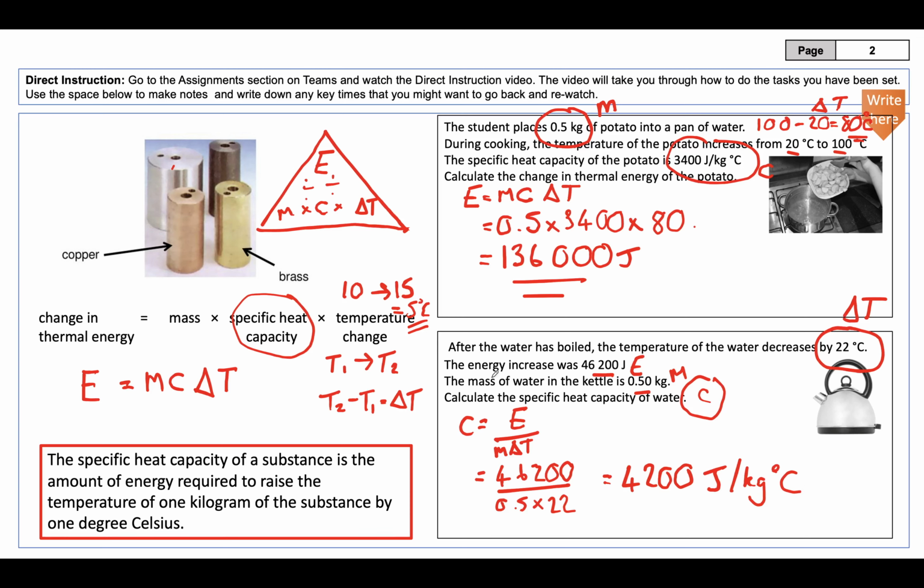I did make one error in my question here. I need to say that this is a decrease. So the temperature is decreasing because the water's cooling down. It's after we've boiled it. So rather than the temperature increase being 46,200, it was a decrease. So it makes no difference to our answer, but just in case any of you spotted that mistake.